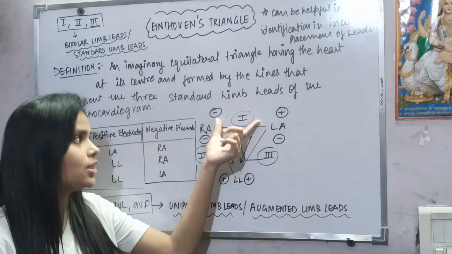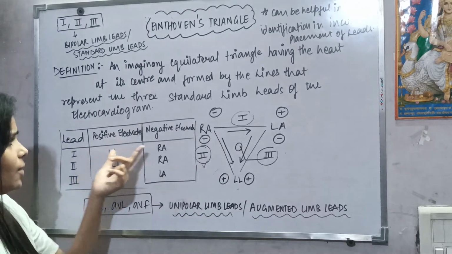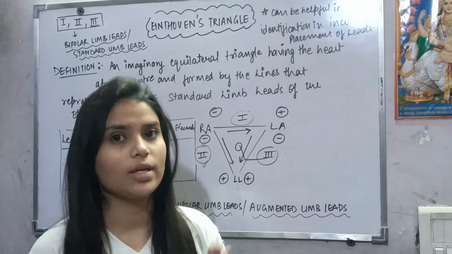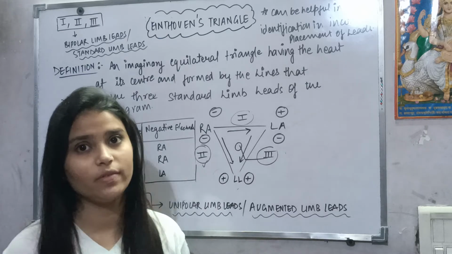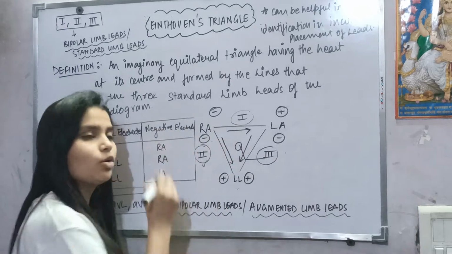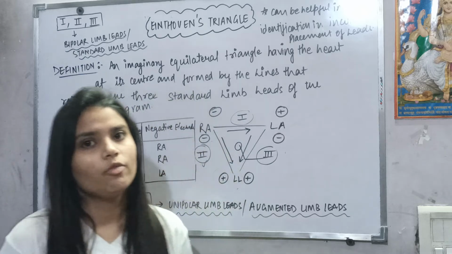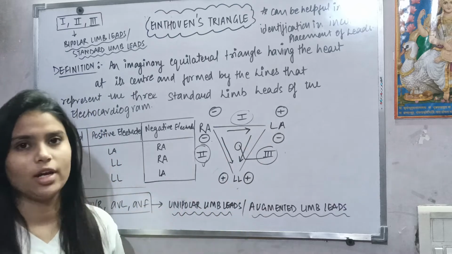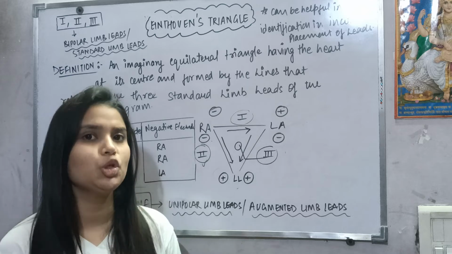So the first lead is actually a combination of the left arm and right arm. What this lead does is measure the voltage difference, or potential difference, between the two limb electrodes. During ECG, we place electrodes on the right arm, left arm and left leg. The right leg is not considered here because the right leg is the neutral electrode.